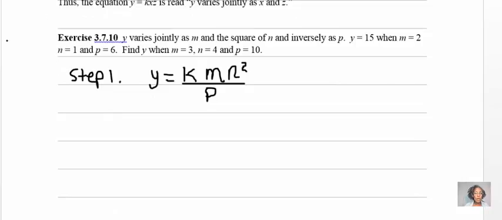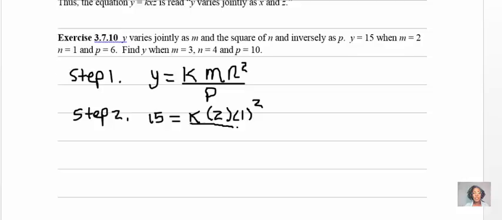Now in step 2, I'm going to find my k. So in step 2, I'm going to replace y with 15. K is what I'm trying to find. I'm going to replace m with 2, n with 1, and p with 6. So 15 equals k times 2. 2 times 1 squared is 2 times 1. So let's write that as 2k over 6.